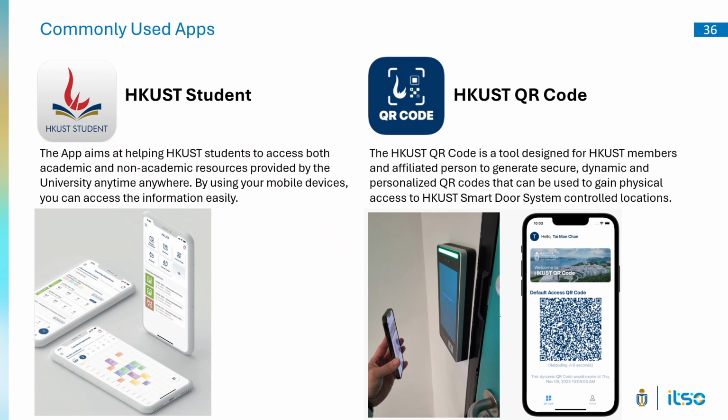HKUST Student and HKUST QR Code are commonly used apps. The HKUST Student app aims at helping students to access both academic and non-academic resources provided by the university anytime, anywhere. By using your mobile devices, you can access the information easily. The HKUST QR code is a tool designed for HKUST members and affiliated persons to generate secure, dynamic, and personalized QR codes that can be used to gain physical access to HKUST Smart Door System controlled locations.